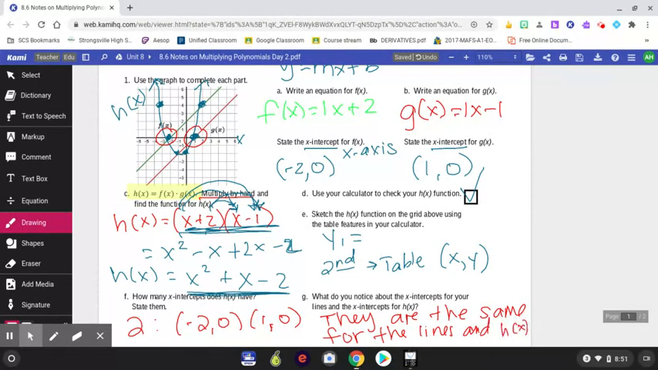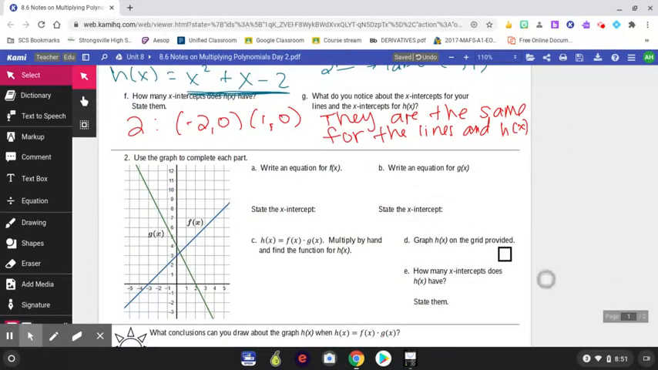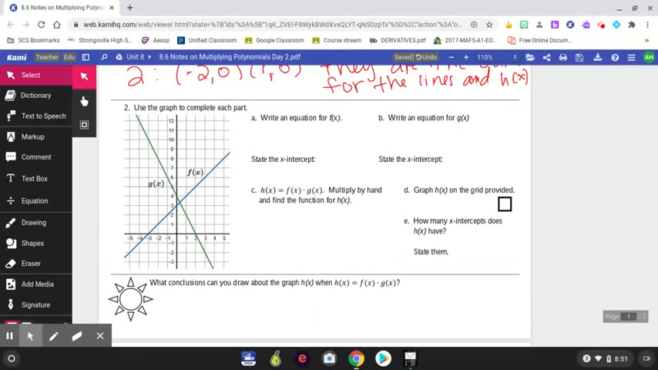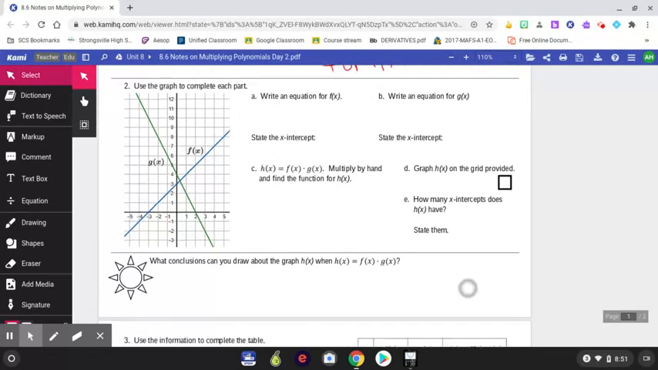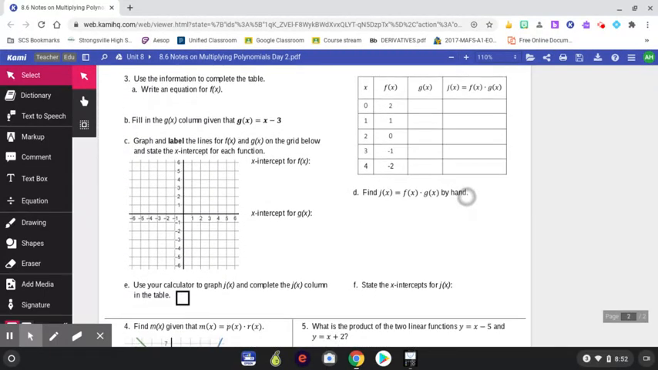Okay, so your job is going to be to work through problem 2 using the information that we worked through in problem 1. And then that sun at the bottom is saying, hey, what conclusions can you draw, okay, about the graph of h of x when I multiply f of x and g of x together? Make sure that you practice using that graphing calculator in order to access your table and graph your U-shaped graph. Okay, I'm going to go ahead then and move on and work through problem 3 on the back side.